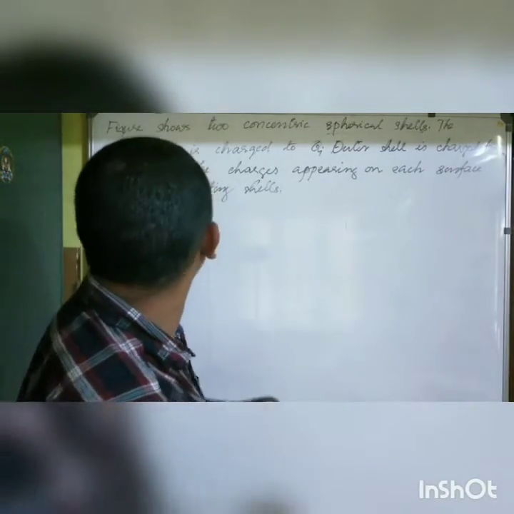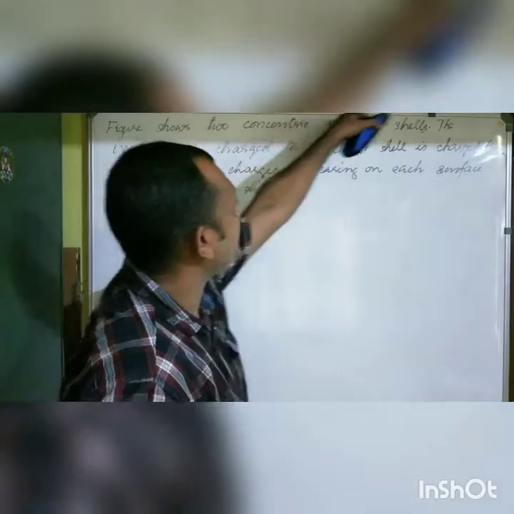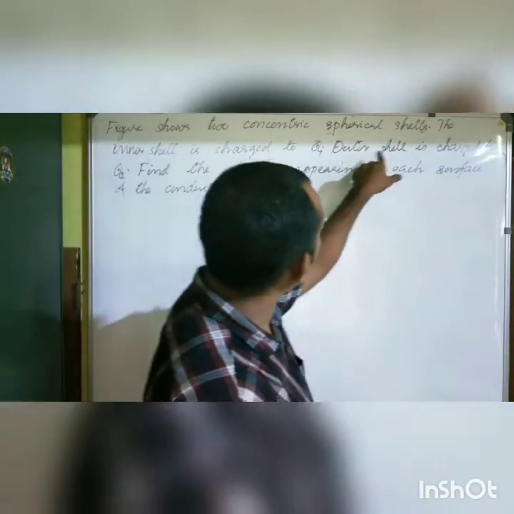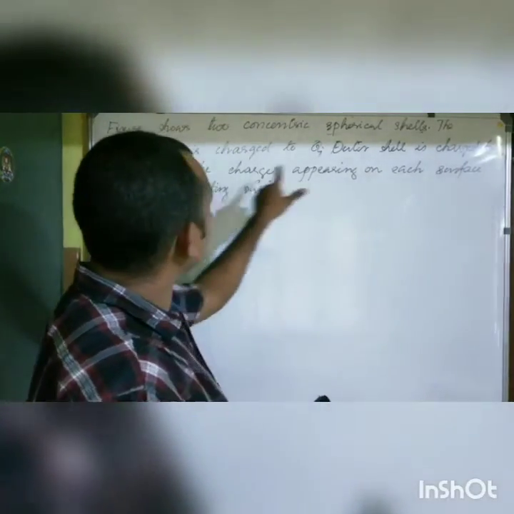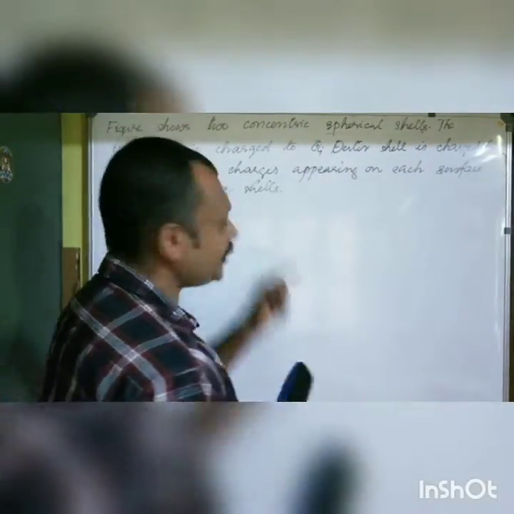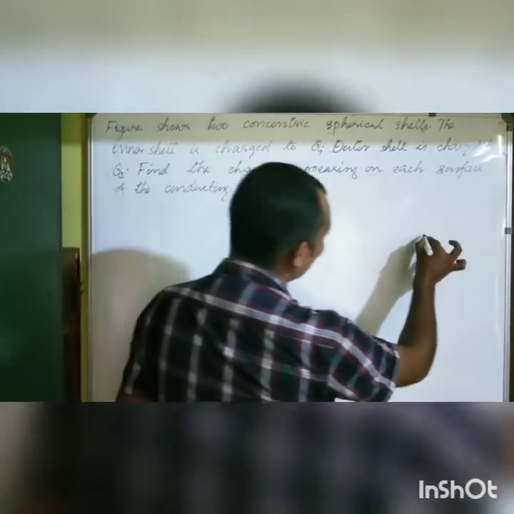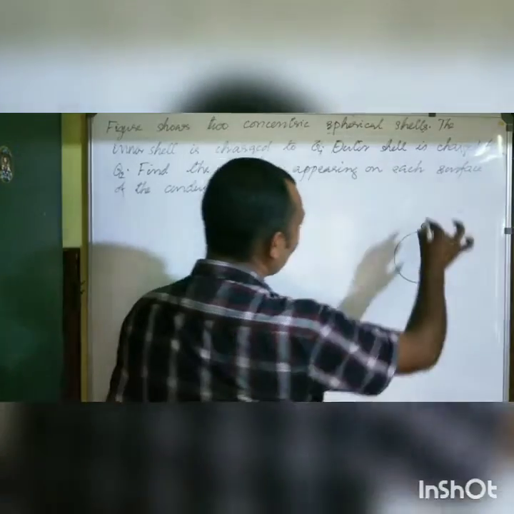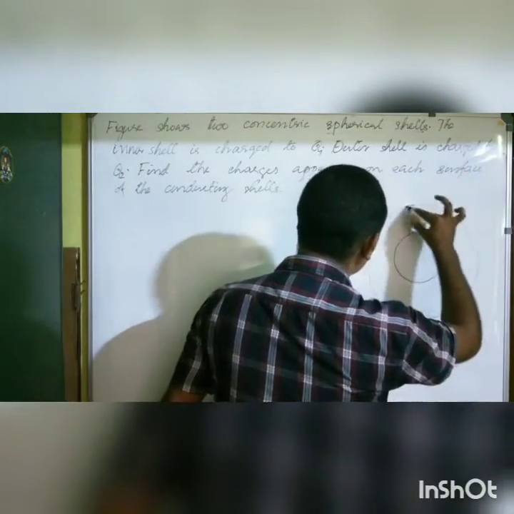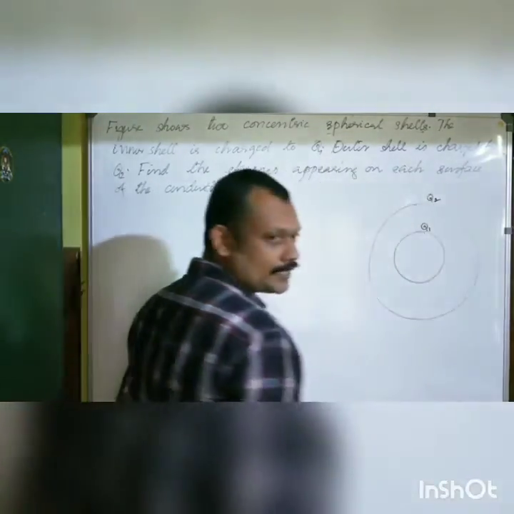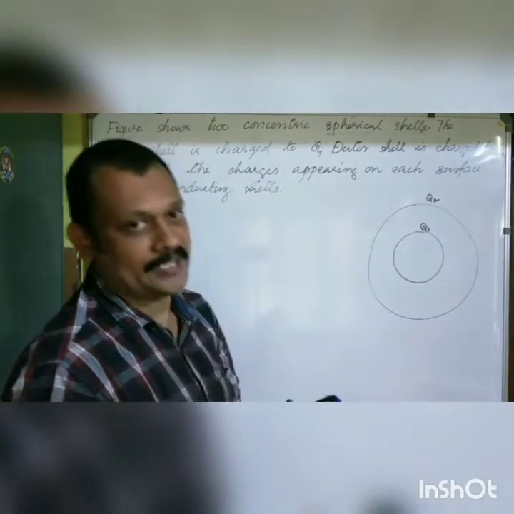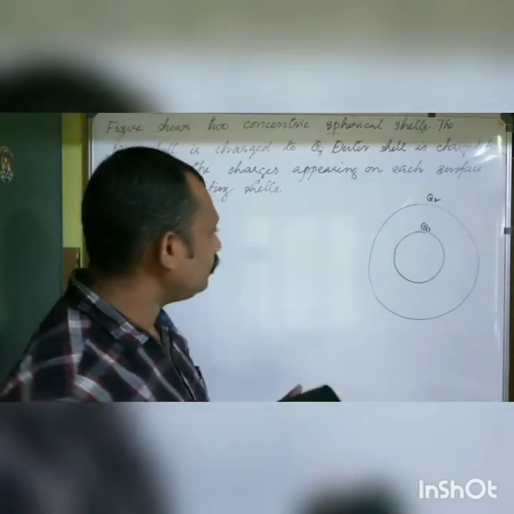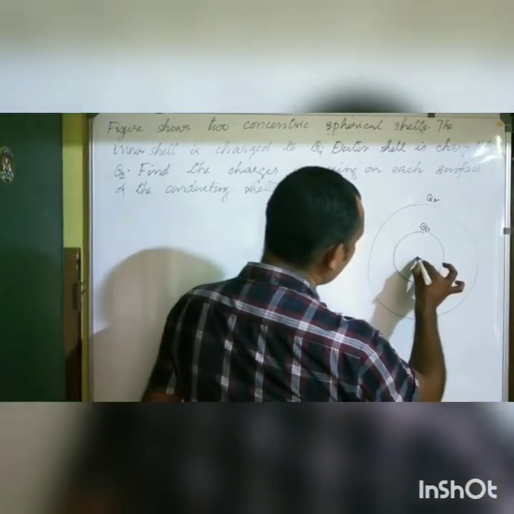Look at the question once more. The figure shows two concentric spherical shells. The inner shell is charged to Q1. The outer shell is charged to Q2. Find the charges appearing on each surface of the conducting shells. It's a very simple job only. The inner shell is charged to Q1, the outer shell is charged to Q2, and they are placed concentrically. What you have to say is the charges appearing on each surface of the spherical shells.